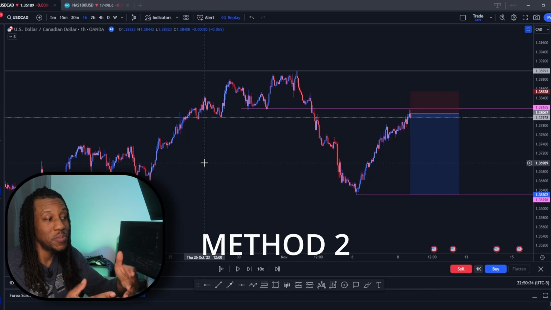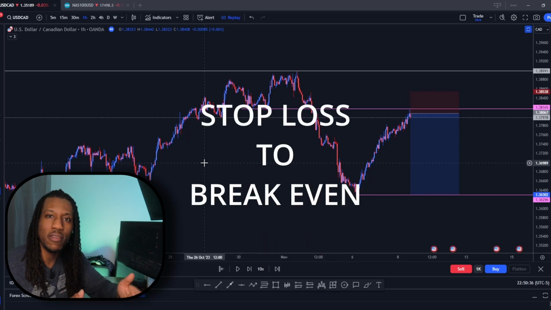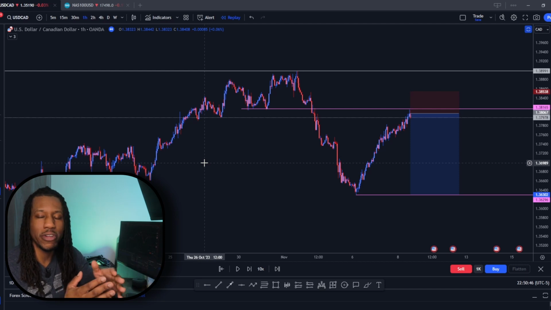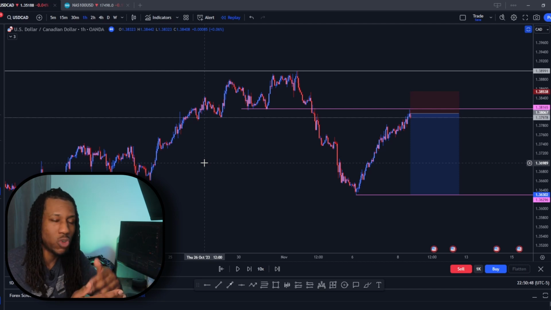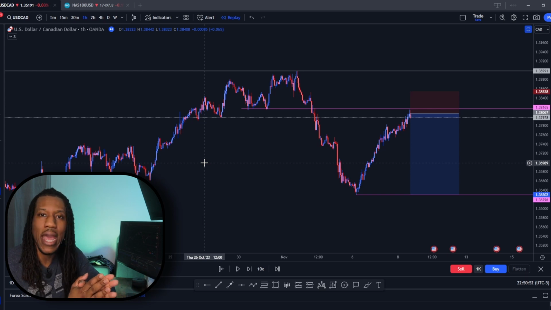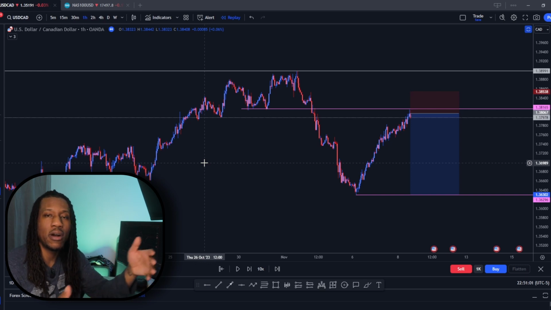Now, in this method, we move our stops to break even, okay? We can do this in several different ways. We can do it where our trade has run a 1-to-1 risk to reward. We can do it once our trade has run 10 or 20 or 30 pips into profit. We can do it once the trade has created a new structure in the market. It's all personal preference, but this is the methodology behind moving stops to break even.